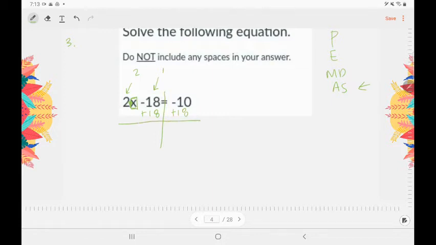Let's write down what we have left over. 2x is still there. Negative 18 and 18 zero out. Bring down my equal sign. Negative 10 plus 18 is a grand total of 8. Okay, now that I'm down to this step, remember that 2 is still being multiplied to x. How do I undo and get rid of that 2? I'm going to divide. That means x is equal to 4.